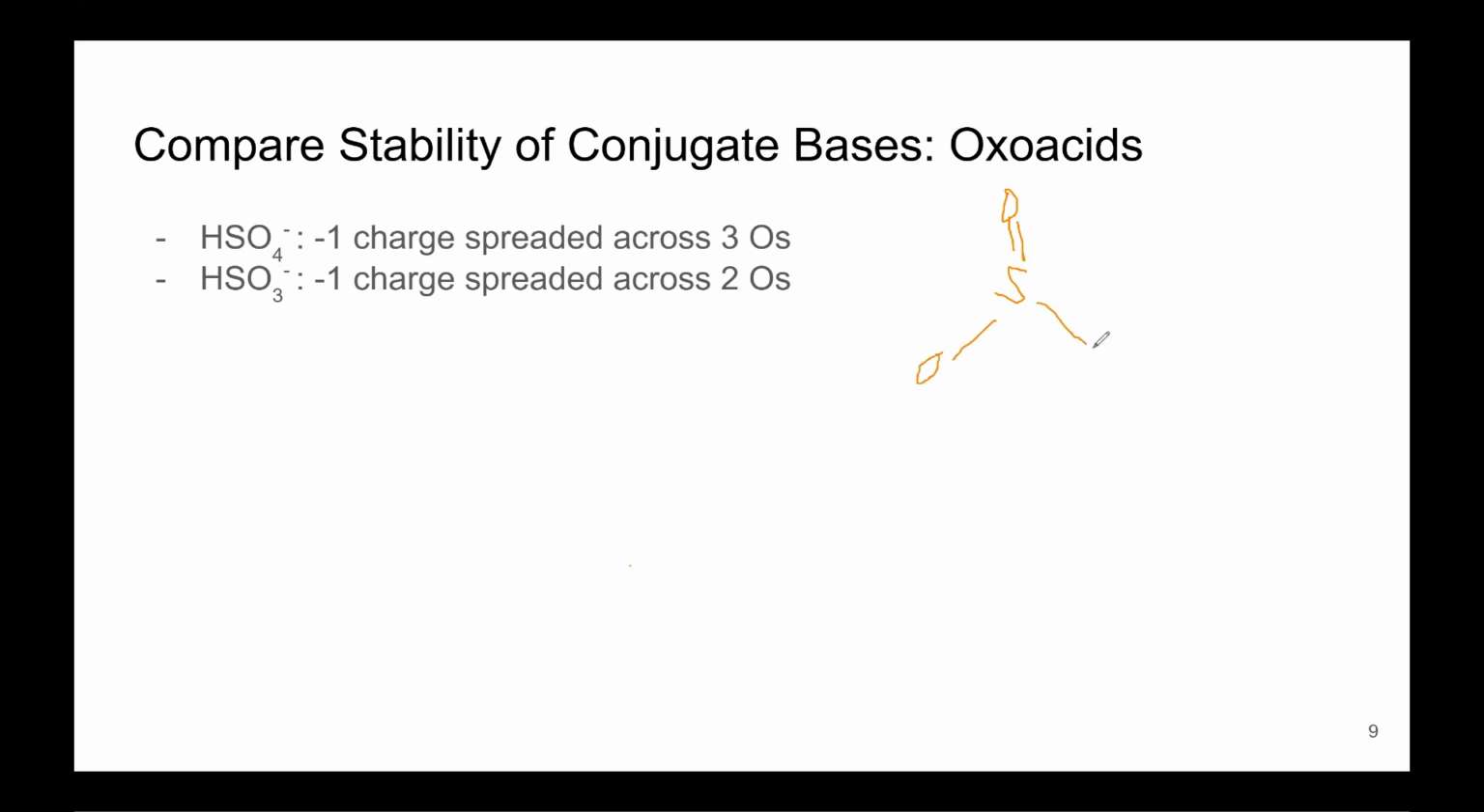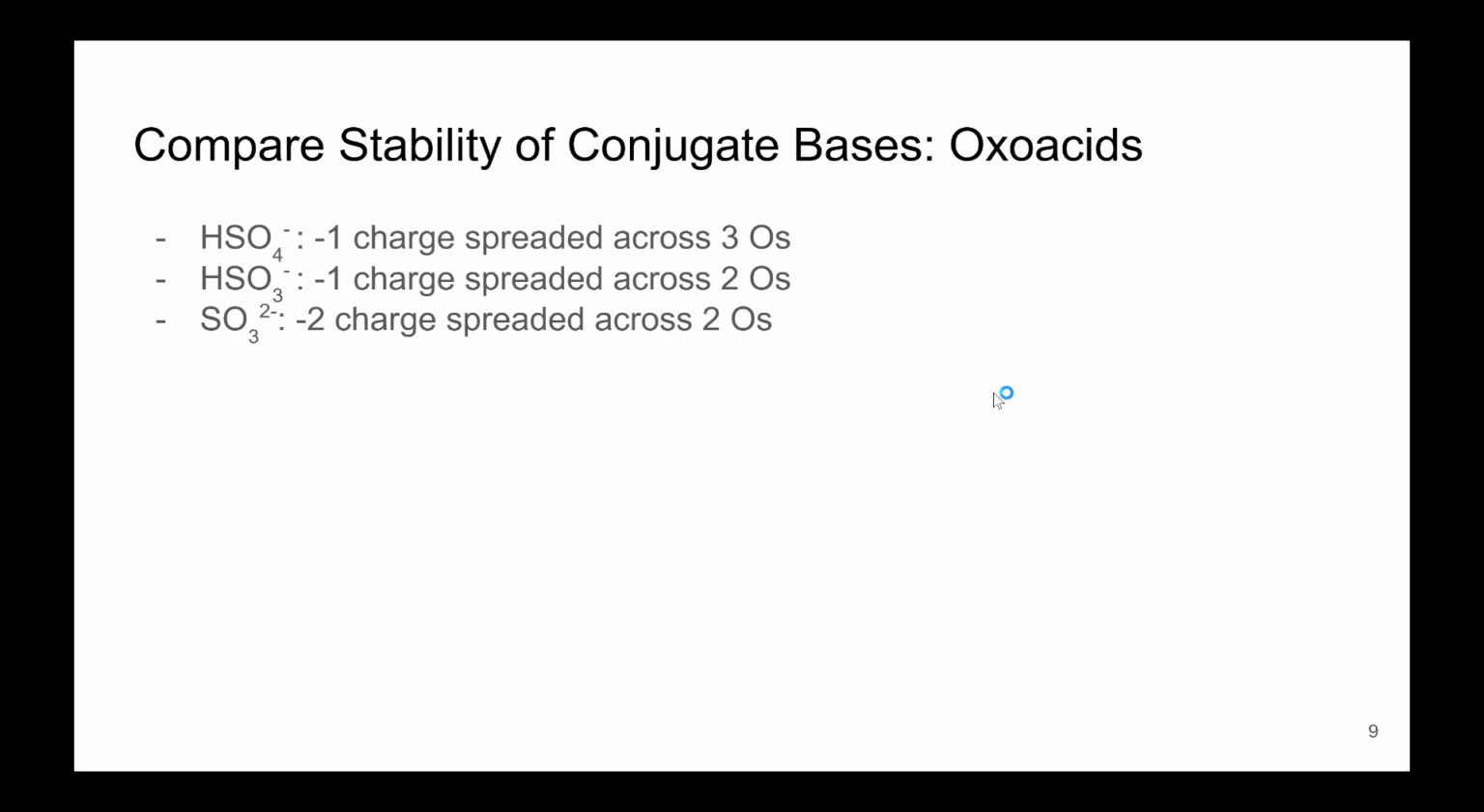So this is the HSO3 minus ion. The minus charge is located here. The lone pair can only come here, and the bond pair can only go there. So you don't have 2 resonance structures. Similarly, for SO3 2 minus ions, you have a -2 charge spread across 2 oxygens.